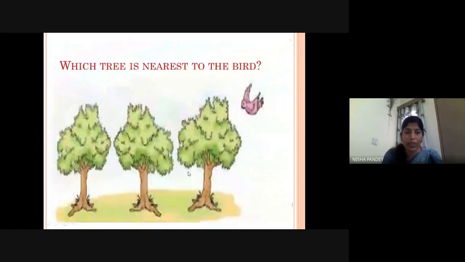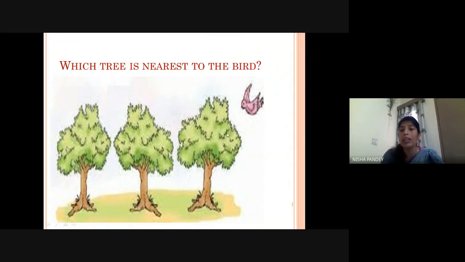Okay, so let's see this picture. This is also from our NCERT book. Which tree is nearest to the bird? So the small bird is here and you can see three trees here. So which tree is nearest to the bird? First, second, third. As you can see, the bird is here and very close. Which tree is very close to this bird? This one, the first one.